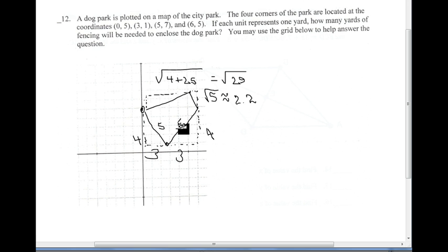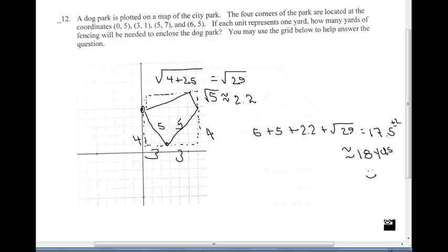So the things we have to add together are 5 plus 5, plus basically the 2.2, plus basically the square root of 29, which is somewhere between 5 and 6. And if we get this all together, you're going to end up with 17 and some change, greater than 5. So I'll say plus or minus 2, right? I don't know. I don't remember what it is, but you have to round it anyway, and you'll get 18 yards. There you go. That's 12.